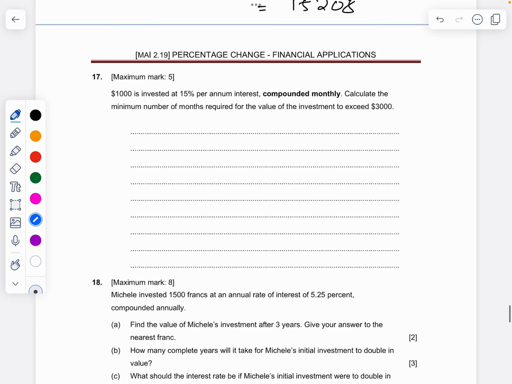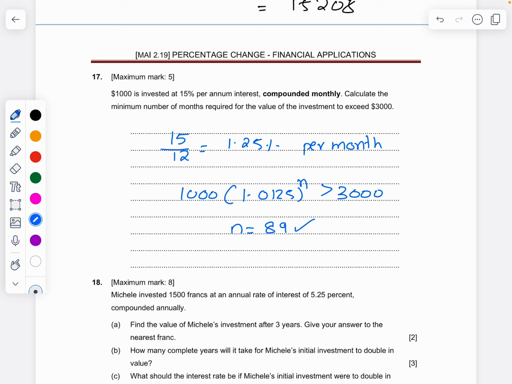Question number 17. 1000 is invested at 15% per annum compounded monthly. Calculate the minimum number of months required for the value of the investment to exceed 3000. It is 15% per annum, so the interest rate is 1.25% per month. Now 1000 deposited, so 1.0125 to the power of n is greater than 3000. Use the GDC to get the value of n as 89.